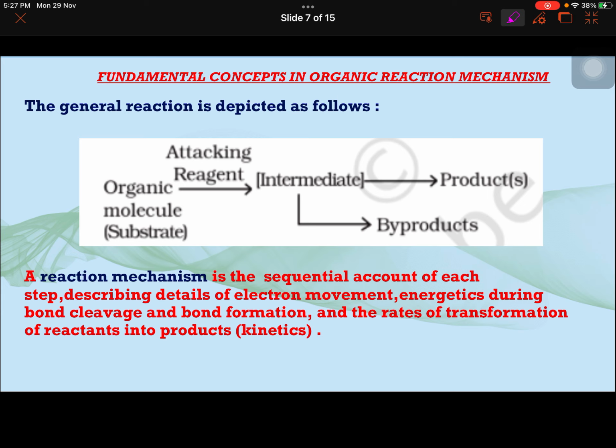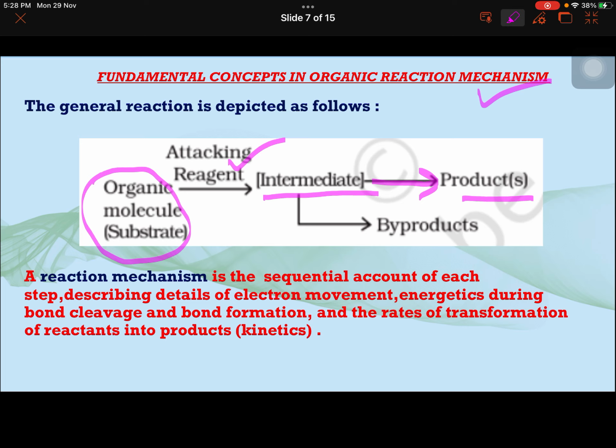So that stepwise explanation of any reaction, how the reaction is taking place, that's called mechanism. In general, what happens in every reaction, there is an organic molecule which we call substrate. Some attacking reagent is coming and attacking on it. We get an intermediate, something which is not stable. That's why it is formed between the reactants and products. It is not the final thing. And then it takes you to the final thing, that means products and the byproducts.